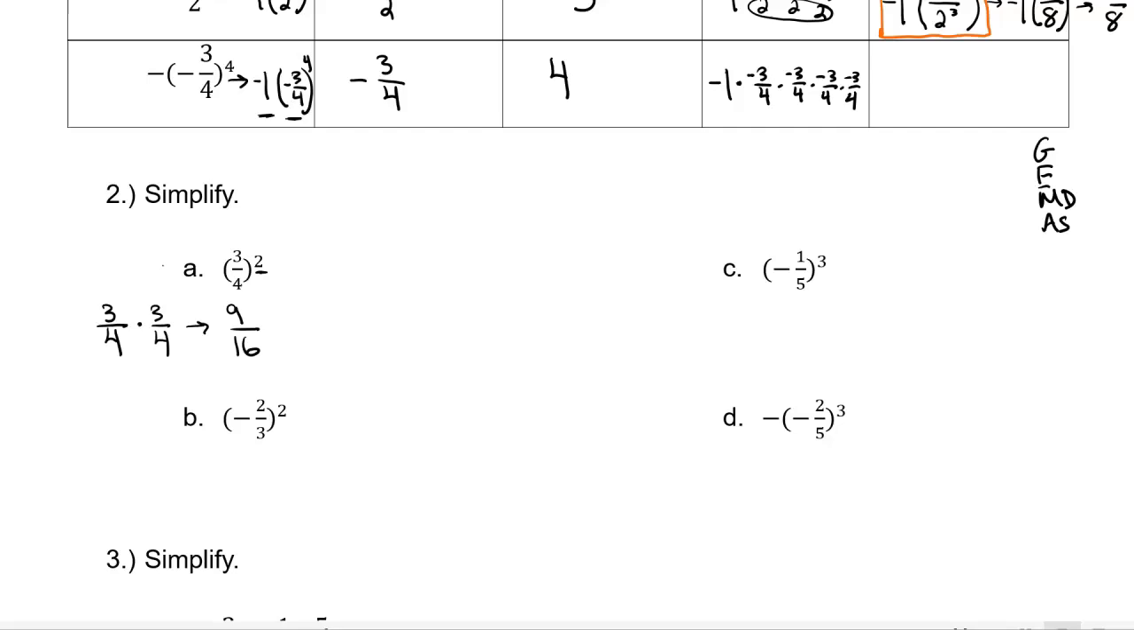All right, so for B, I need to identify the base. Well, this time there's a negative inside of the parentheses. So my base is -2/3. My exponent is 2. So I am multiplying two -2/3 together. I think I find that if it's a negative fraction, I use parentheses. If it's positive, I use the dot to show multiplication. Either is absolutely fine. It's just whatever works for you.